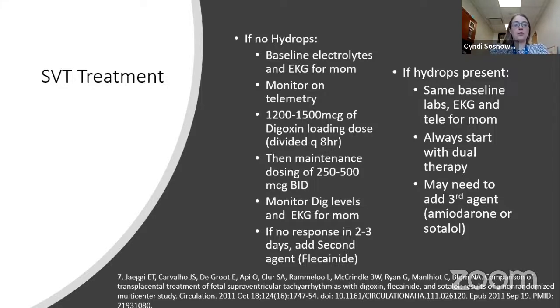You want to monitor the digoxin levels and monitor mom's EKG. You want to look at the trough levels because, number one, if it's too low and the fetus is not converting, maybe you're going to go up on your digoxin. The other thing is if it's too high, you want to decrease the digoxin so you don't cause any toxicity for mom. The EKG also monitors for any concerns for digoxin toxicity. Now, if after 2 to 3 days you don't get any resolution, you usually want to add a second agent, and that's typically flecainide.